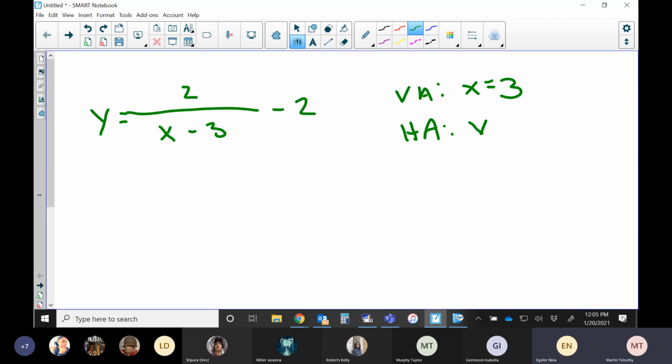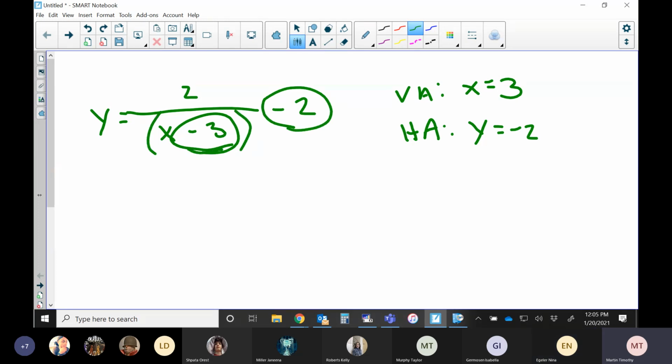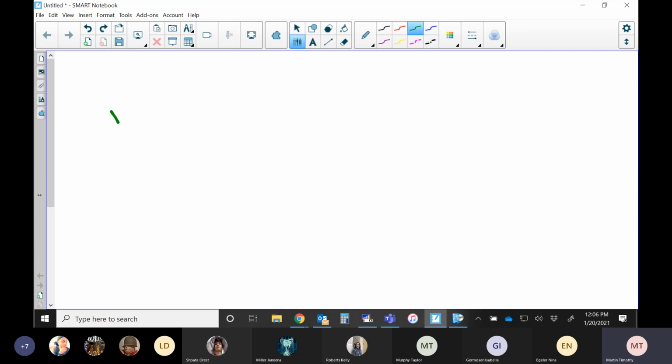And then what would be my horizontal asymptote? Y equals 2. Careful. Y equals negative 2. Remember, this is the opposite. The one on the outside is the one that it is. Remember, this is in parentheses, so this is the opposite. Oh, right. So that's why this was a 3, the opposite of it. That's why this one was a negative 2. That's what I need to know.